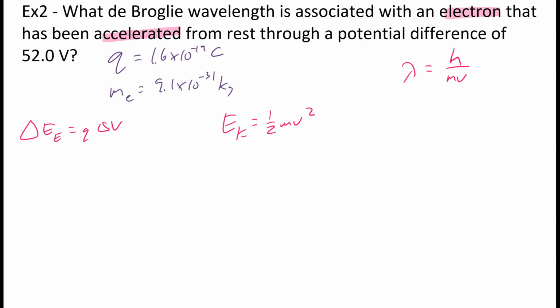is Q delta V. So we can go ahead and plug in our values here of 1.6 times 10 to the negative 19, and we have a voltage of 52. And when we put that into our calculators, we get a value of 8.32 times 10 to the negative 18 joules. Yet again, very, very small. But we can plug it into this equation here.